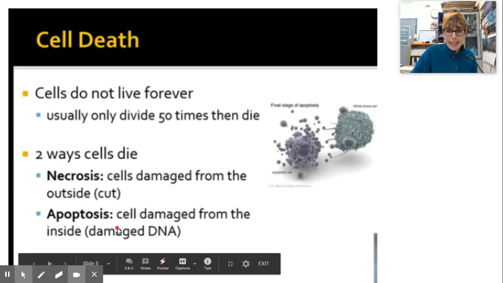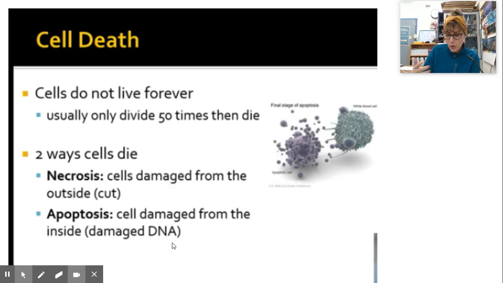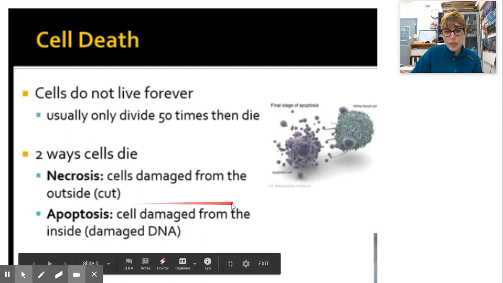It is literally coded into cells that if there is enough damage on the inside of them, or they have divided too many times and they are worn out, or their DNA is damaged, or they can't make it past those checkpoints in the cell cycle, they will do apoptosis, where they will essentially delete themselves. So necrosis is damage from the outside, and apoptosis is considered programmed cell death or programmed cell suicide.